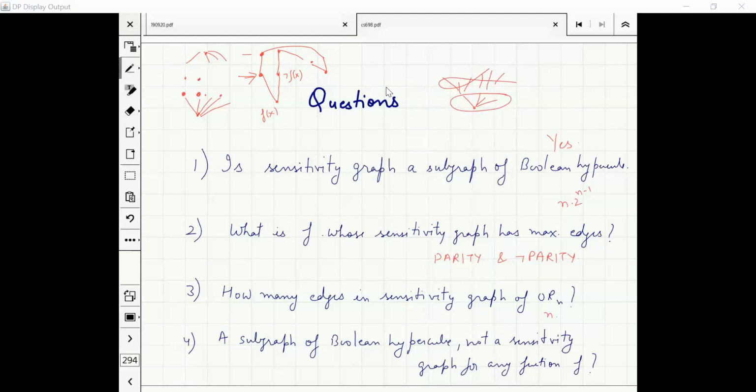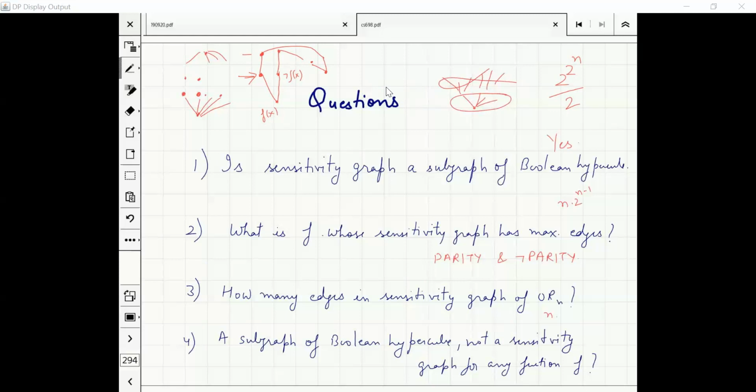So there is an easy way to check it, right? Every function will have a different sensitivity graph. You agree with that? Like by a factor of 2 at most, right? Yeah. Right. So how many functions are there? 2 to the power 2 to the power n, right? And then the number of sensitivity graphs will be that divided by 2, because two functions will have the same sensitivity graph.